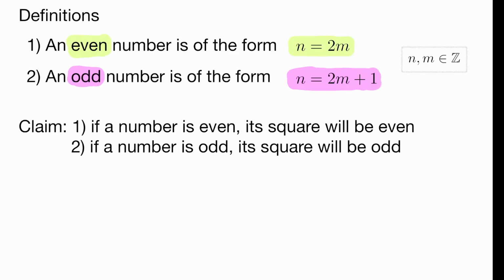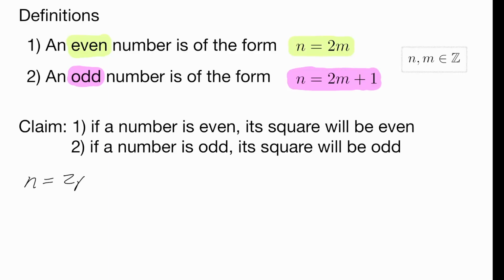And then the second definition, an odd number is of the form n equals 2m plus 1. So the number 35 is odd because it is 2 times 17 plus 1. The number 9 is odd because it is 2 times 4 plus 1. So the claim here is that, 1, if a number is even, then its square will be even. And 2, if a number is odd, its square will also be odd. And so we'll just directly prove the first one.